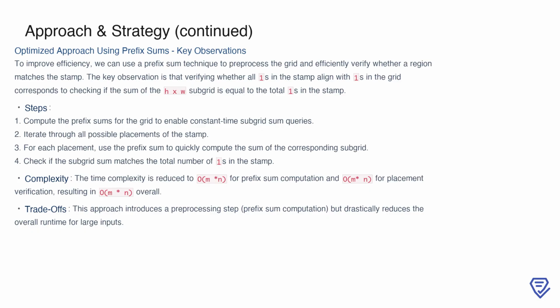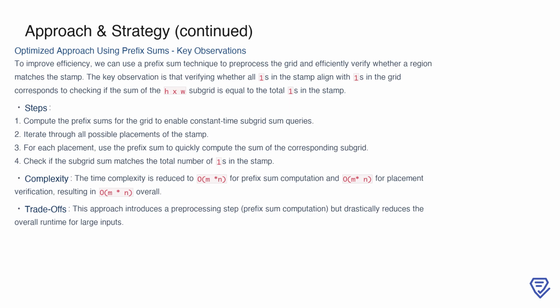The process begins with computing the prefix sums for the grid, which allows us to query the sum of any subgrid in constant time. Once this pre-processing is complete, we iterate through all possible placements of the stamp. For each placement, we use the prefix sum array to efficiently compute the sum of the corresponding subgrid and check if it matches the required value.